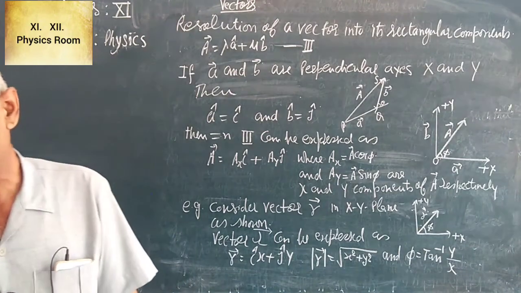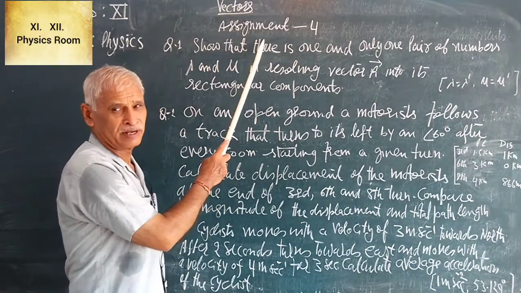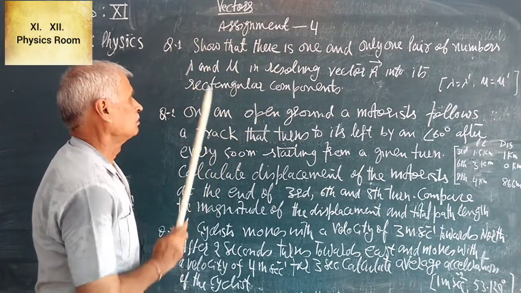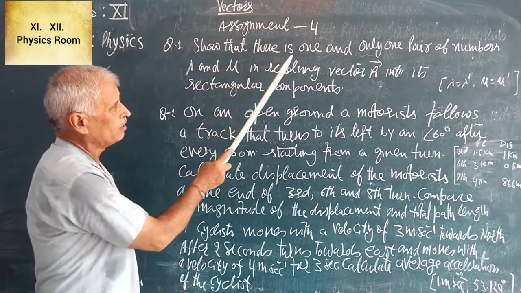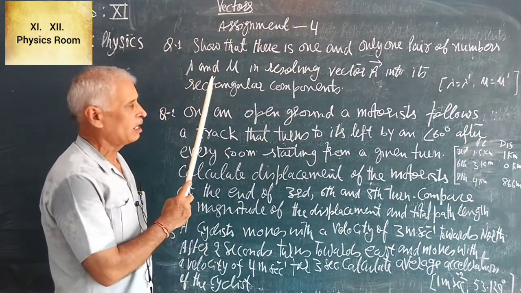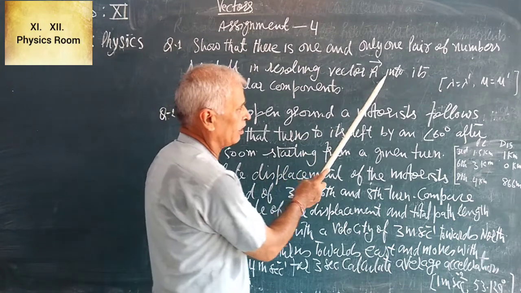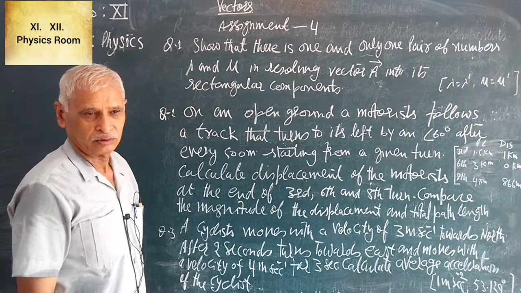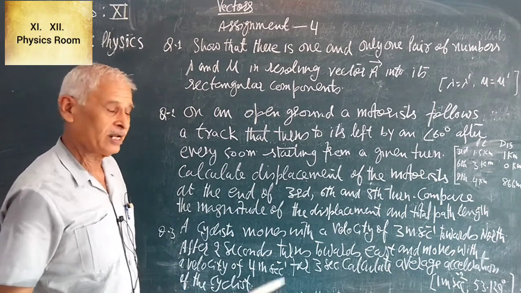Now after this topic we come to the assignment. Now we come to assignment number 4, the assignment on vectors. Question number 1: show that there is one and only one pair of numbers lambda and mu in resolving vector A into its rectangular components. So you have to prove that lambda and mu are the rectangular components of vector A.